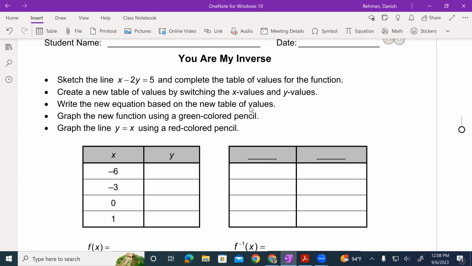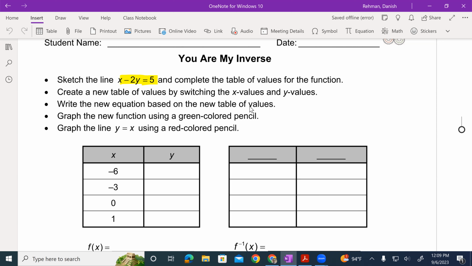So we are working on the inverse functions. What is an inverse of a function? Whenever you have a function, you need to perform some specific actions. Like in this case over here that we are looking at now, you have one function which is defined by x minus 2y equals 5. You see the yellow highlighted one? x minus 2y equals 5 is a function.